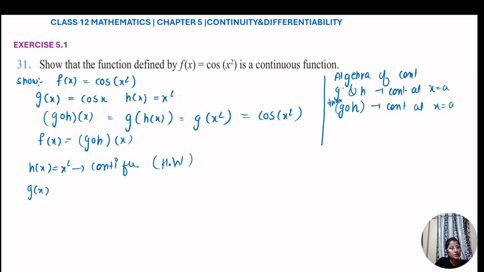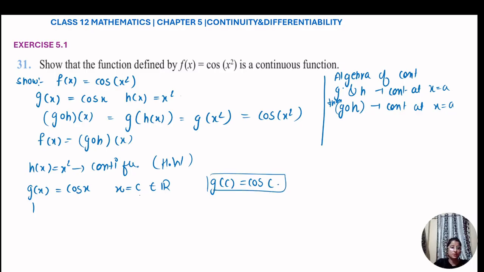So g of x equals cos x. For this I will explain it to you. Take x as some real number, say c, where c belongs to R. Now to check its continuity, we want that our function value should be equal to the limit value. So your function value g of c is nothing but cos c, right?